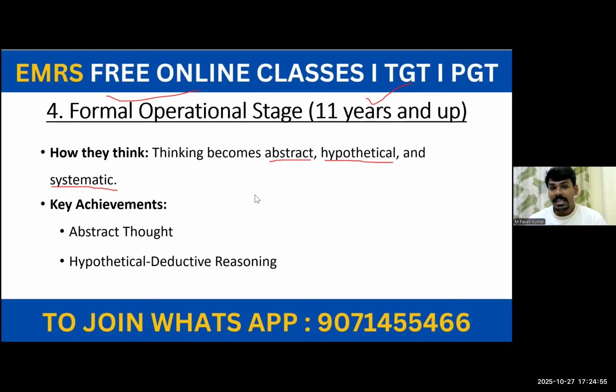So what are the key achievements that happen here in this stage? First one is abstract thought. What is this abstract thought? The ability to think about concepts. What concepts? Concepts like justice, concepts like morality, concepts like identity.